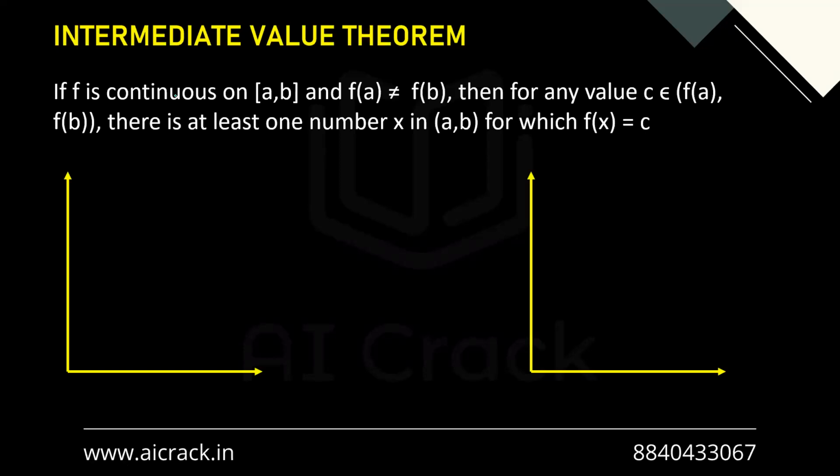Now let us talk about the Intermediate Value Theorem. If f is continuous on [a, b] and f(a) is not equal to f(b), then for any value c that lies between f(a) and f(b), there is at least one number x in [a, b] for which f(x) equals c, right?